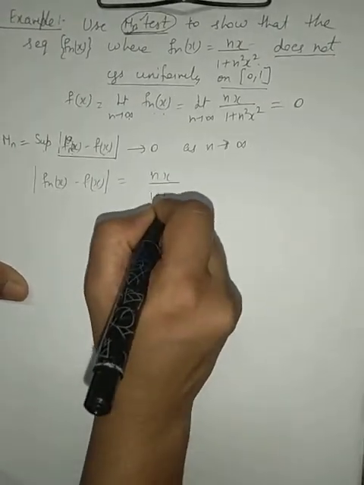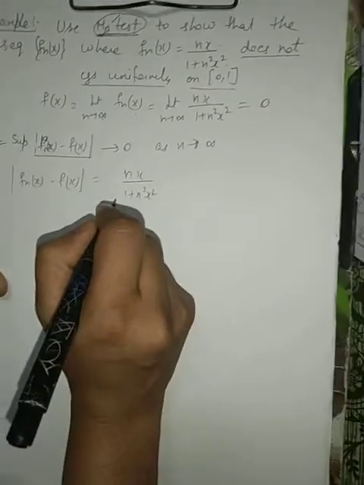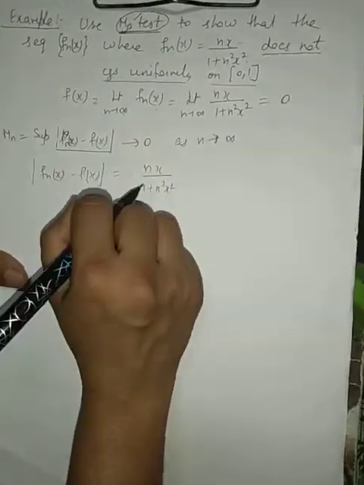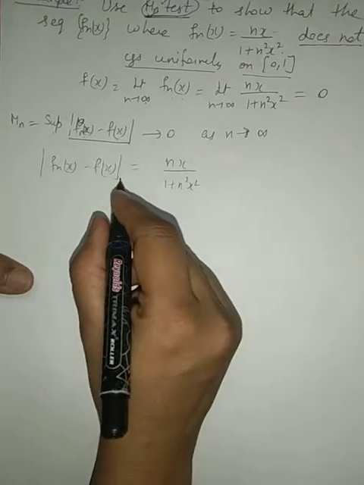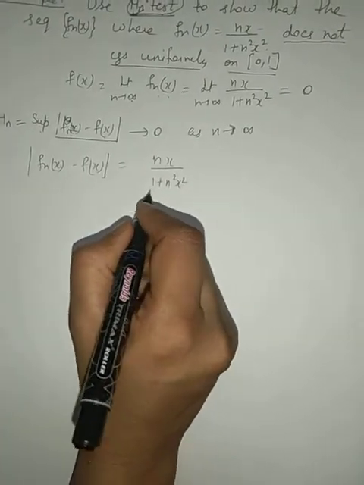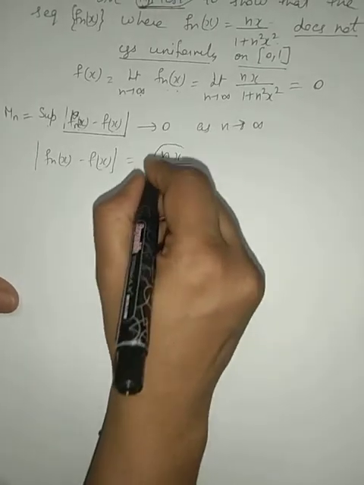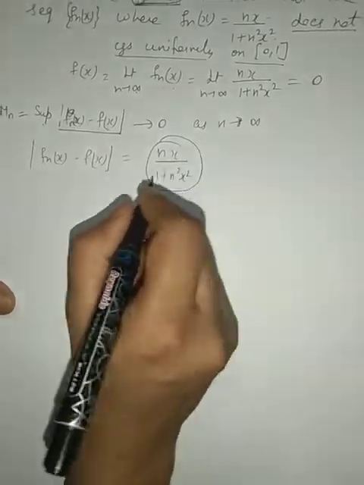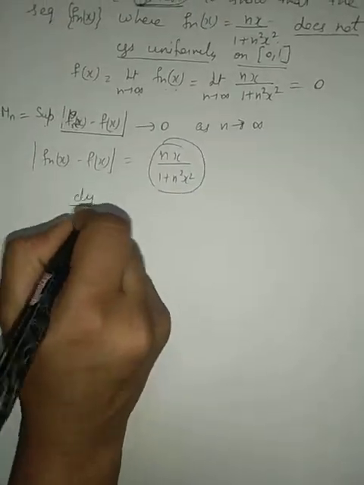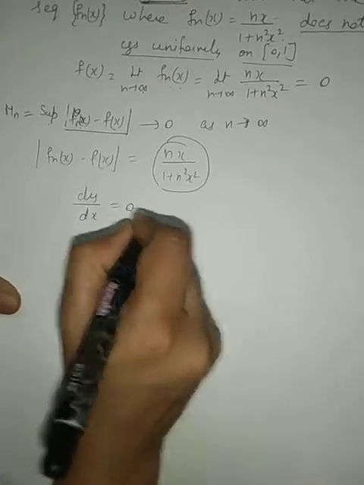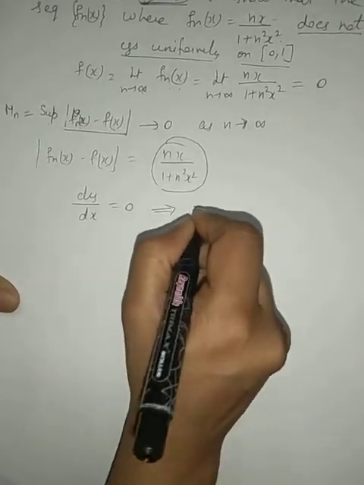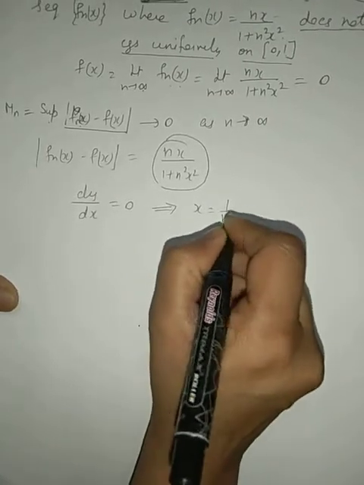So fn(x) minus f(x) is equal to nx upon 1 plus n square x square. So we have to find the maximum value of this function. So we take dy upon dx equal to 0. Then you will get that x is equal to 1 upon n.